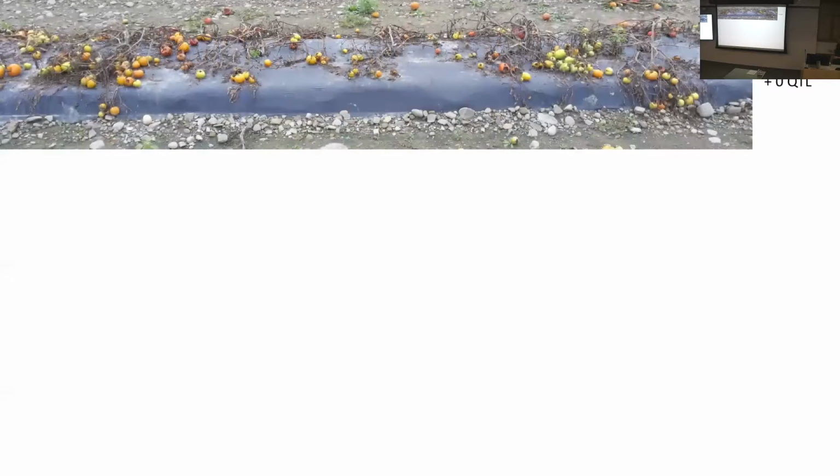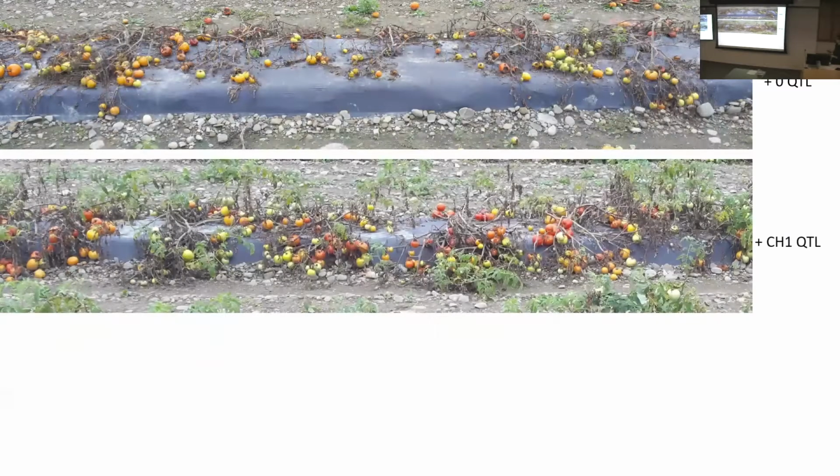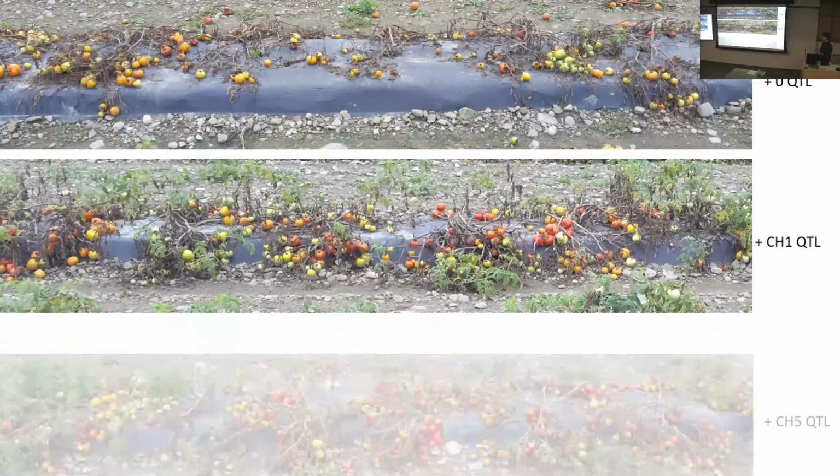So if we start with a plot, an F23 family that has 0 of the QTL, it's fully susceptible. As you can see, the plants are not happy. There's no foliage left. The stems are all infected. It's dead, total loss. We add in a chromosome 1 QTL. We get some retainment of foliage, but in general, the plants still look pretty awful.